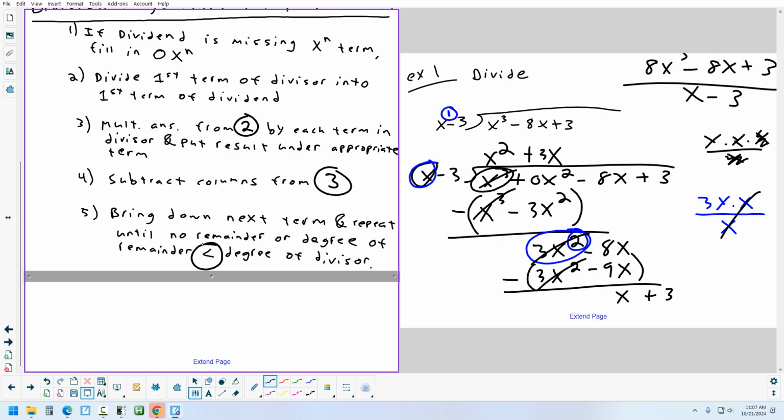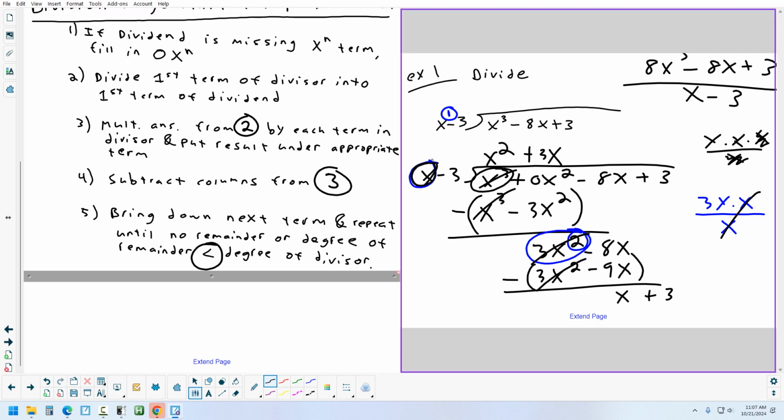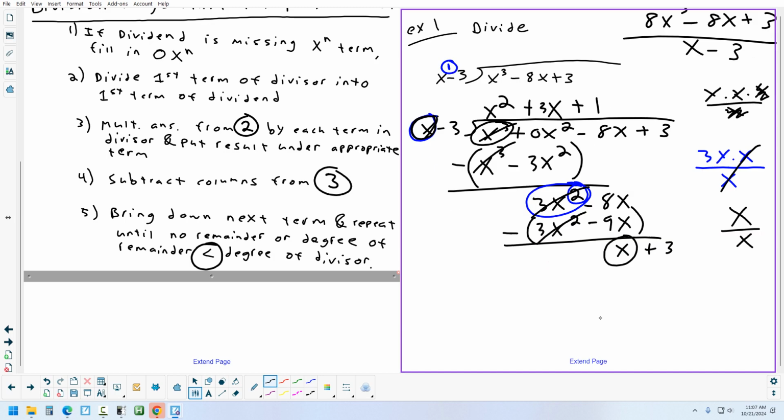Okay, brought down my next term. Take the first term on the outside, divide by the first term on the inside. What's x divided by x? 1. Okay, what do we do with the 1? Multiply it. What's 1 times x? 1 times negative 3. And now what do we do with these columns? Subtract. Okay, x minus x? 0. 3 minus negative 3? 6.